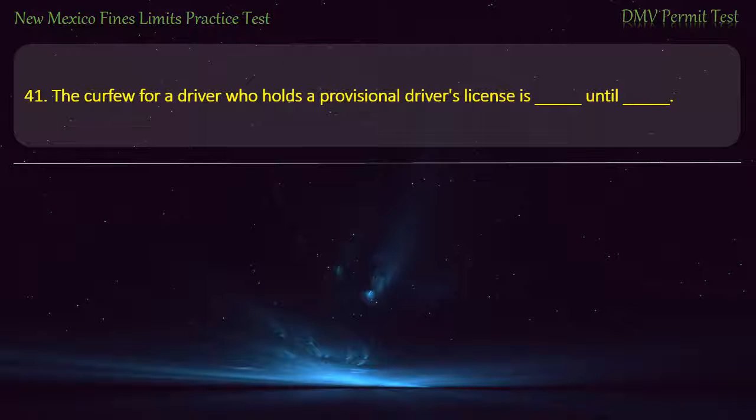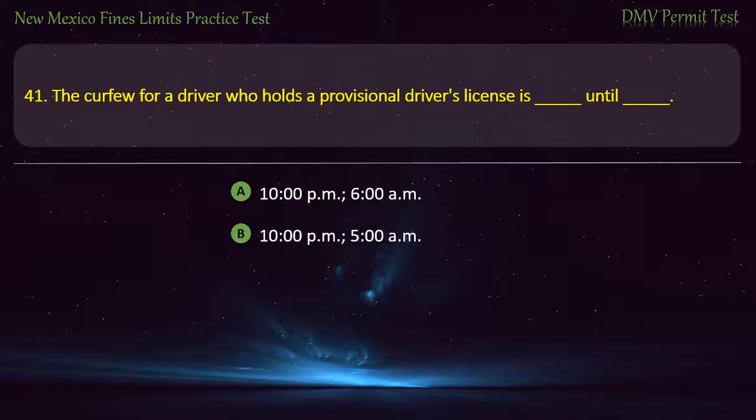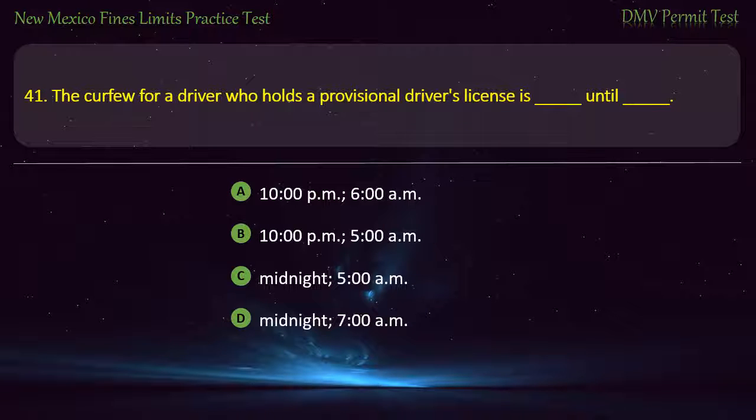Question 41. The curfew for a driver who holds a provisional driver's license is until 10 p.m., 6 a.m. 10 p.m., 5 a.m. Midnight, 5 a.m. Midnight, 7 a.m. Answer. Midnight, 5 a.m.